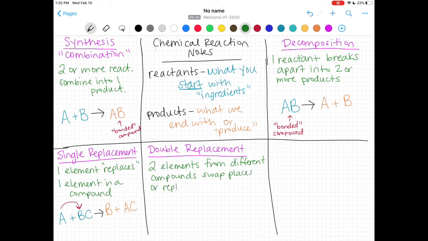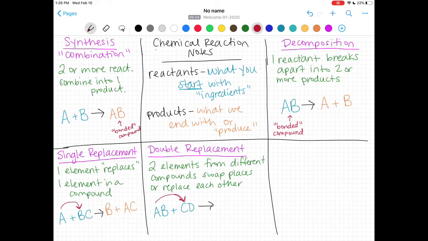Okay, we'll say or replace each other. So let's see what that means. Remember, this time I have two compounds. So we'll say C, D.